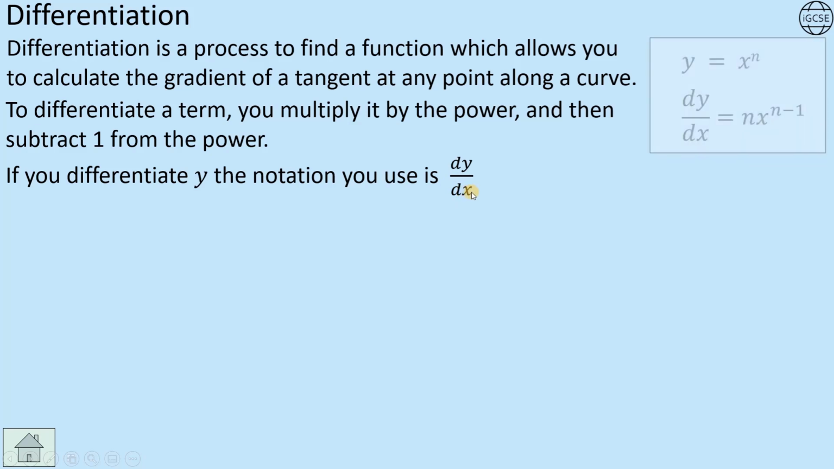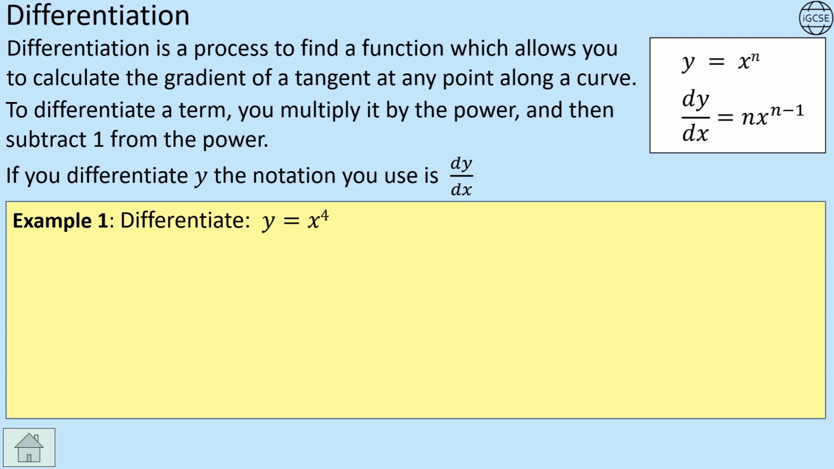I'm just going to show you the notation. If you've got y equals x to the power n, when we differentiate it, we write dy by dx, so we're differentiating y with respect to x, dy by dx equals n x to the n minus 1. So the power is multiplied: we bring the power down to the front, and then the power is reduced by 1. I'm going to show you a number of examples just so that you can see what that means in reality.